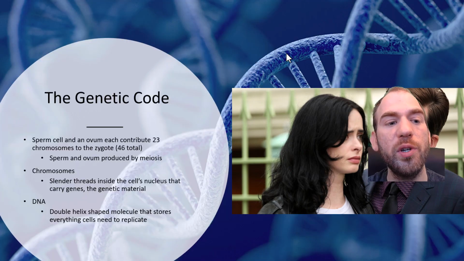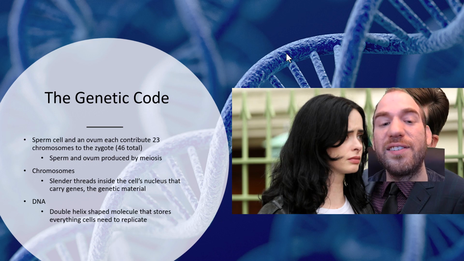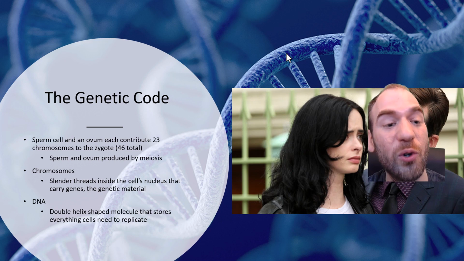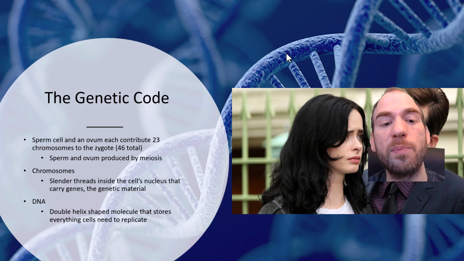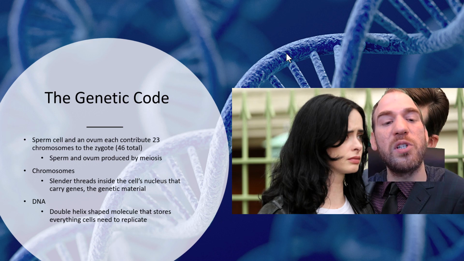The genetic code. Sperm cells and an ovum each contribute 23 chromosomes to the zygote, for 46 in total. Sperm and ovum are produced by meiosis. Chromosomes are slender threads inside the cell's nucleus that carry genes. That is the genetic material. DNA is a double helix-shaped molecule that stores everything cells need to replicate. So just basic definitions here. We don't need to go into that much detail.